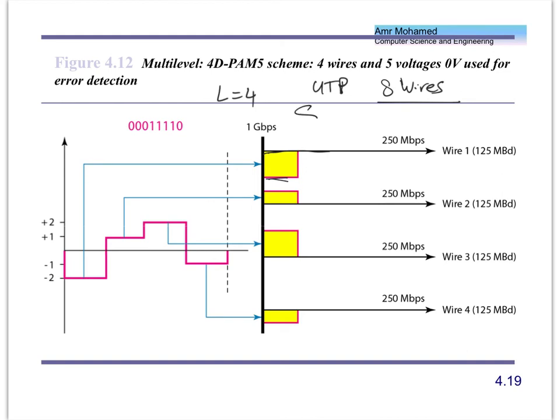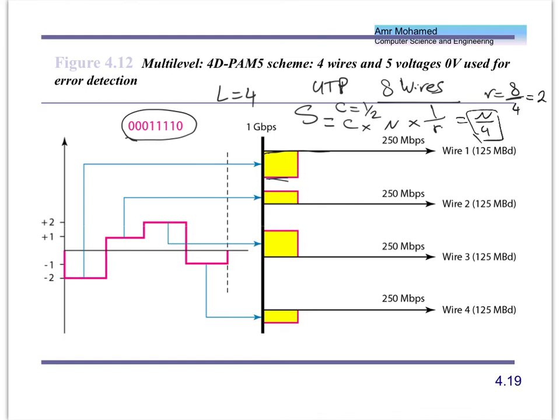So if we calculate the signal rate here, assuming that C is equal to half, then C times N times 1 over R. What is the value of R? R here is 8 different bit elements divided by the number of signal elements, 1, 2, 3, 4. So it's 4. So R is equal to 2, right? Which means that this is n over 4. This is assuming that C is equal to half.